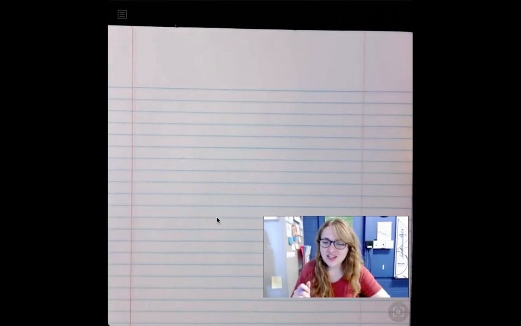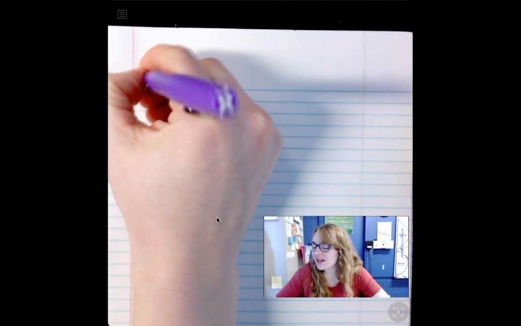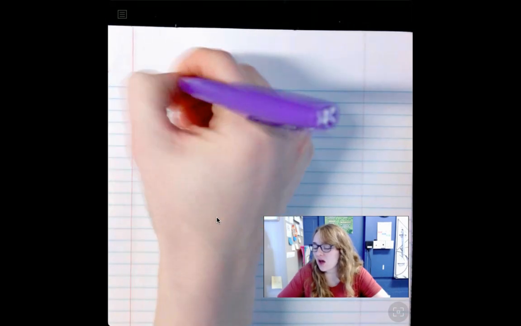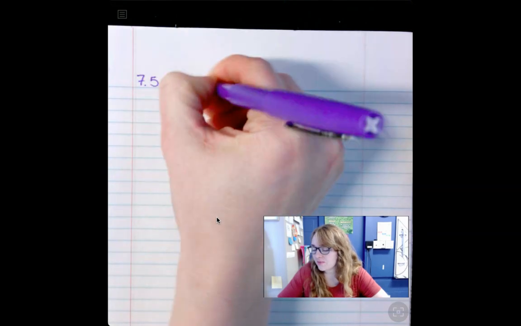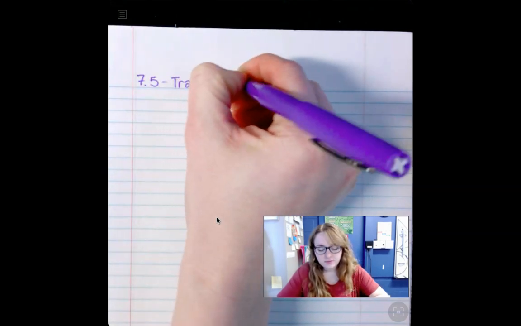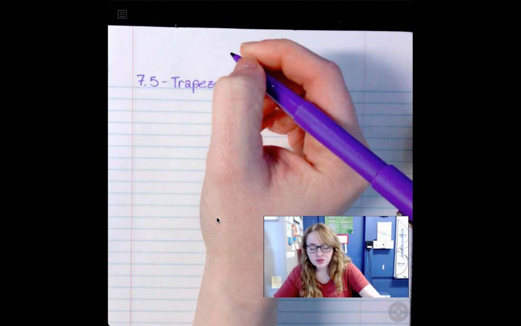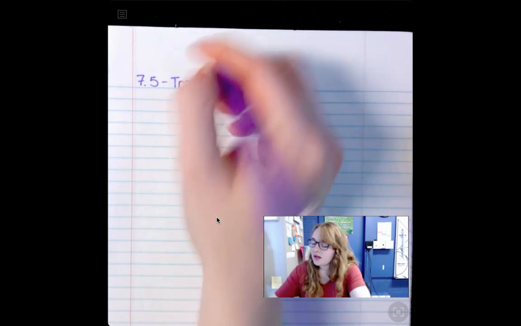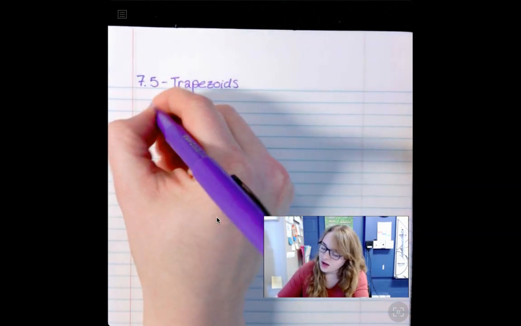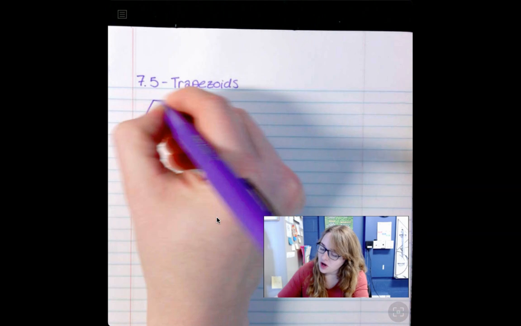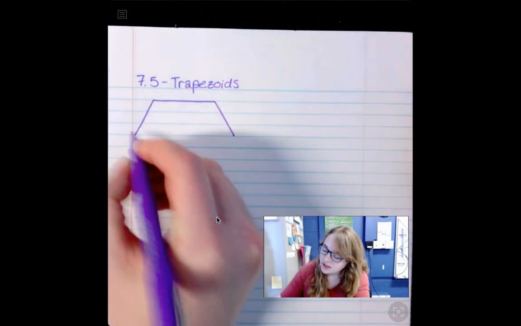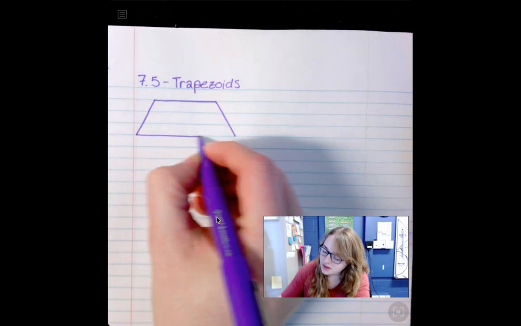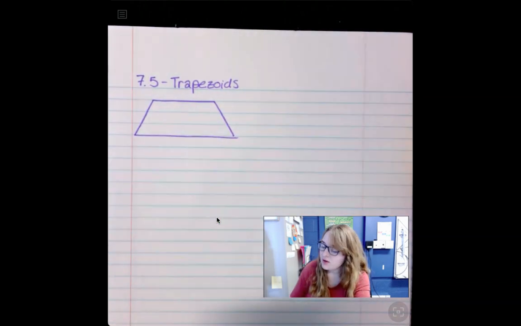Today we are finishing up Chapter 7 in 7.5, all about trapezoids. Okay, so just like any of the shapes that we have recently been talking about, these trapezoids are going to have some rules to them. So I'm going to draw a very basic trapezoid right now, and then we are going to discuss its rules.